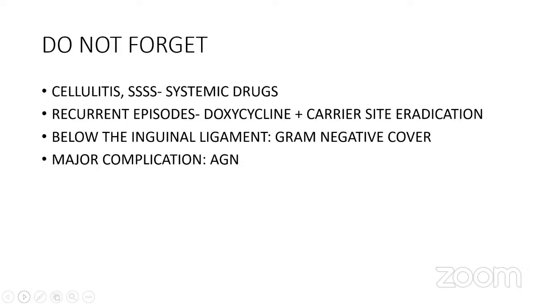So in case of cellulitis and SSS, we need to give them systemic drugs. Patient needs to be admitted and given systemic drugs. Recurrent episode of folliculitis, we usually give doxycycline, that is 100 mg OD, and carrier site eradication. Carrier site eradication is you give mupirocin ointment to apply on the nares, axilla, groin for around 2 weeks.